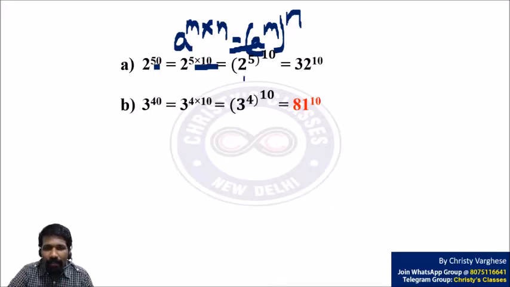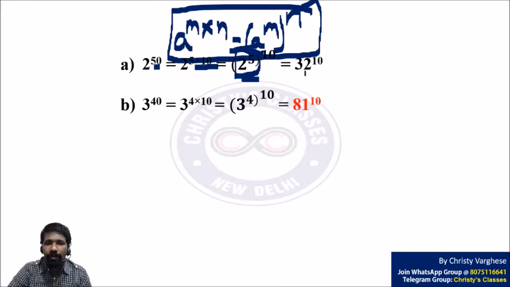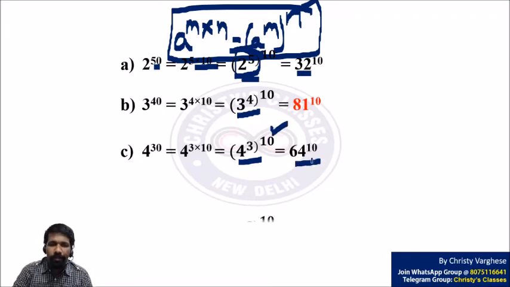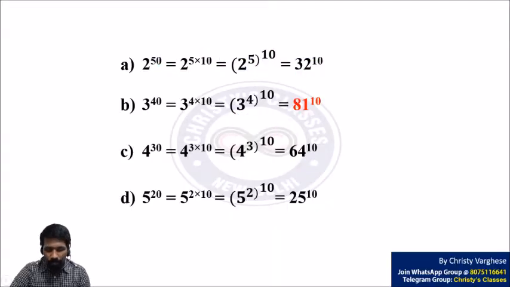Now the bracket can be done first. I told you the other method is just a shortcut for doing so. 2 raised to 5 the whole raised to 10 means what? 2 raised to 5 which is 32, 32 raised to 10. Same way 3 raised to 4 is 81, 81 raised to 10. Then option C is giving 4 raised to 30. That can be similarly written as 4 raised to 3 the whole raised to 10 which is 64 raised to 10. And option D is 5 raised to 20 which is 5 raised to 2 the whole raised to 10 which is 25 raised to 10. Now everything is in terms of power of 10. If everything is in terms of power of 10, you can compare the bases.